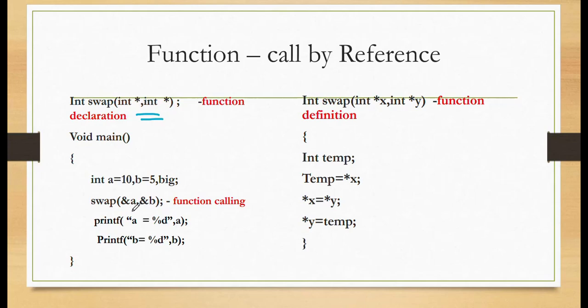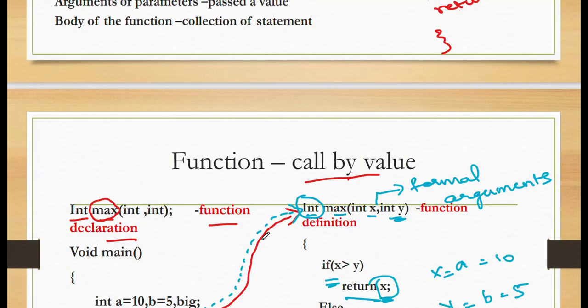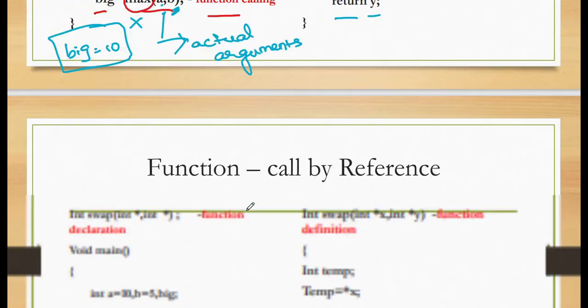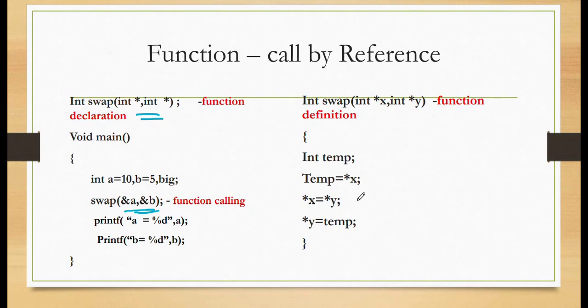So if you are passing the address, the value will be reflected here. But in call by value, the x and y values are not reflected in a and b. If you increment x, that won't reflect in a, because x and y are local to this function only. If I want to reflect the values I passed, I have to use call by reference. To use the reference, I have to pass the address, so I am using pointers.